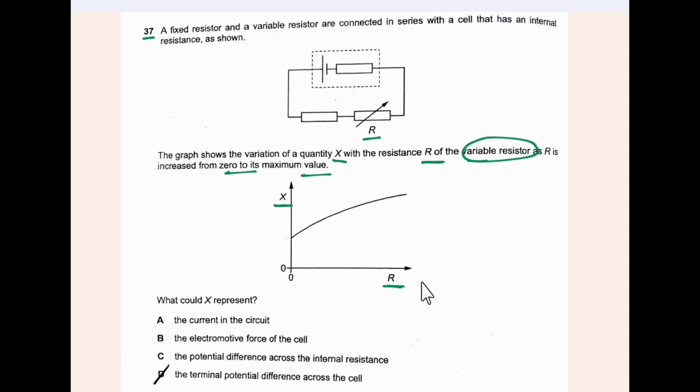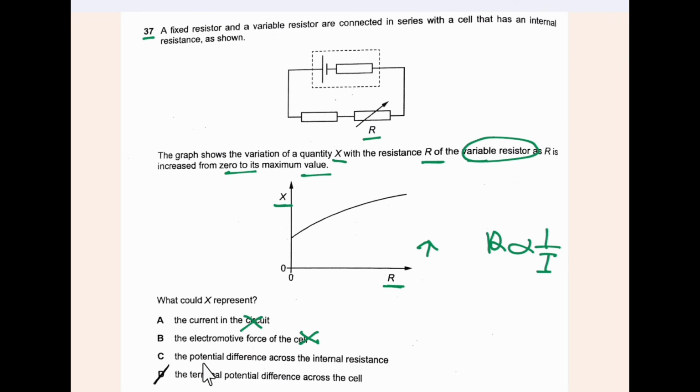As R increases, we already know that the EMF of the cell is constant. Then as the resistance R increases, we know that resistance is inversely proportional to current. So increasing the resistance decreases the current. But here we can say that current is still increasing, so this is wrong. Current should decrease.